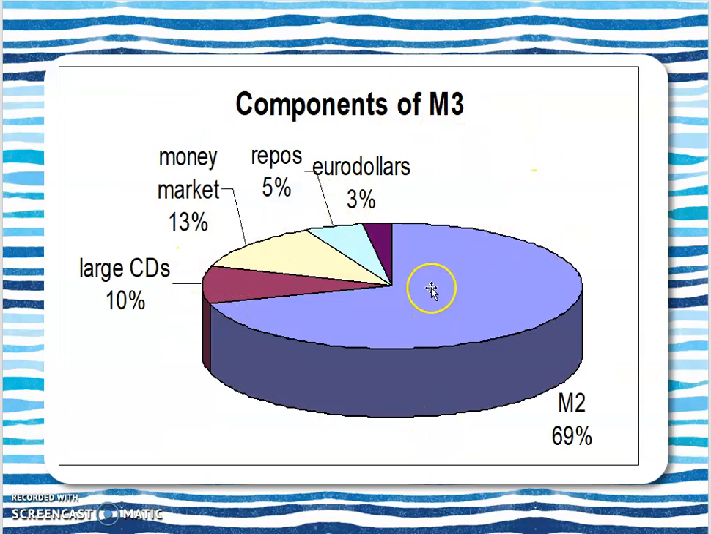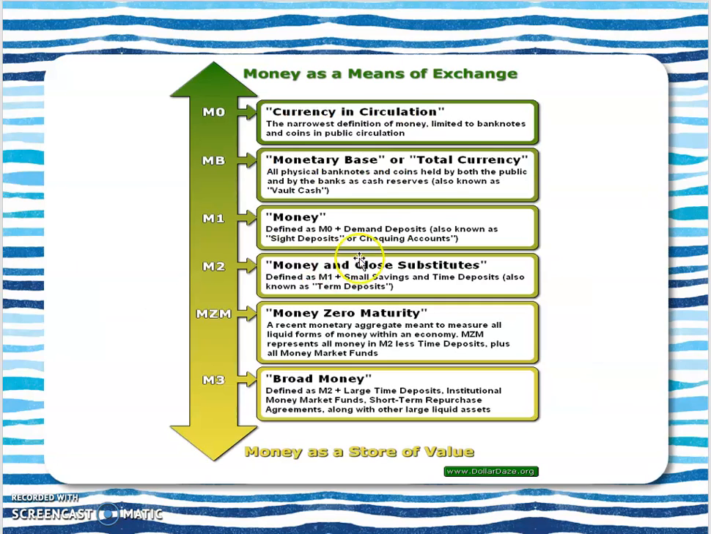And M3 is M2 plus CDs, money market, repos and eurodollars. So this is the components of M3. So besides M1, M2 and M3, there is also M0, which is the currency in circulation. It is the narrowest definition of money, limited to banknotes and coins in public circulation.